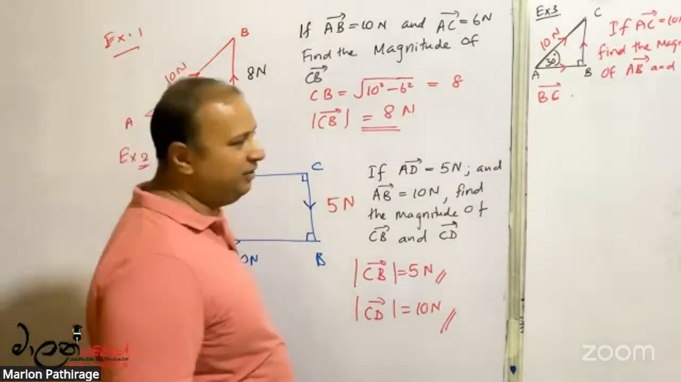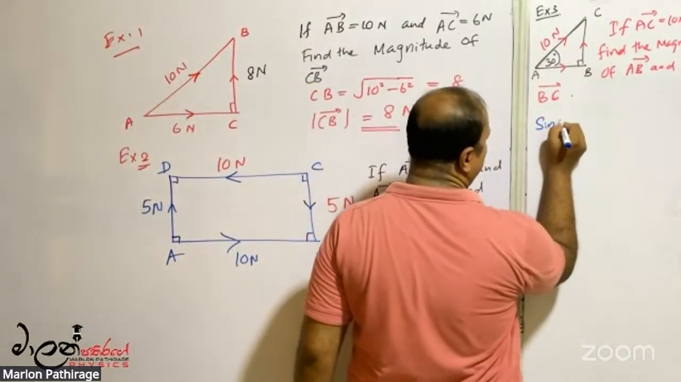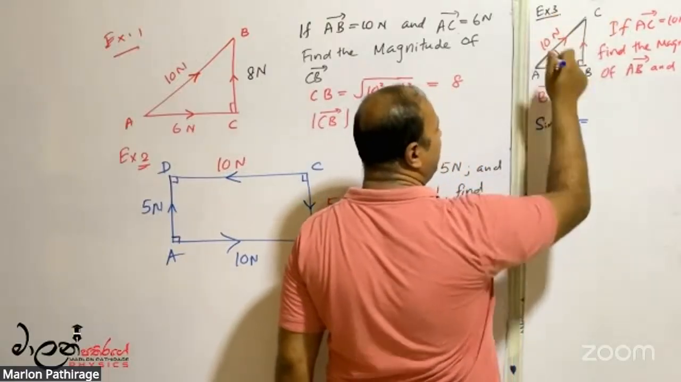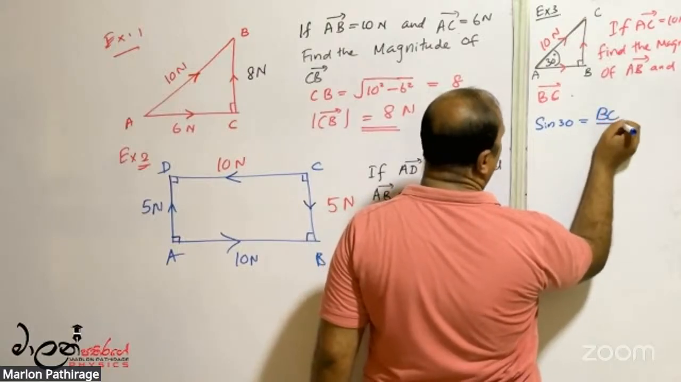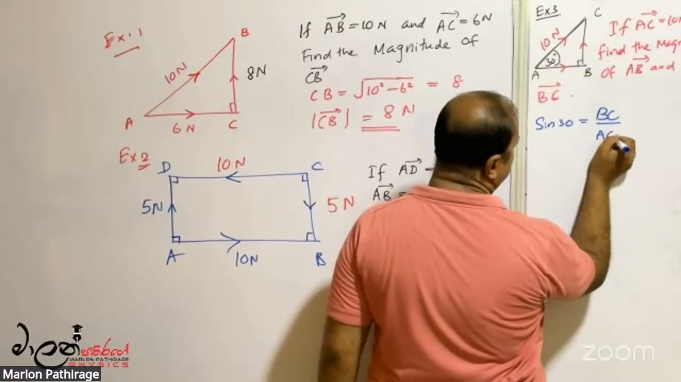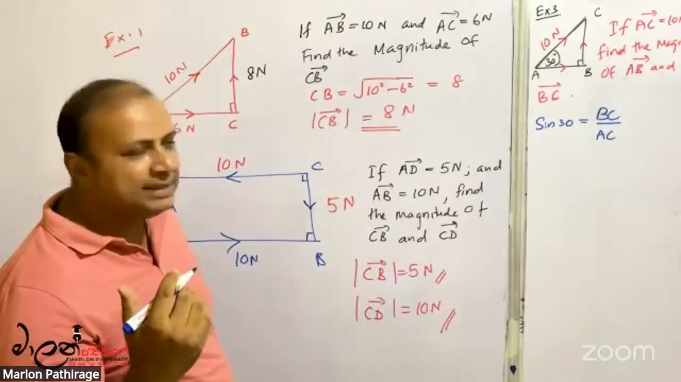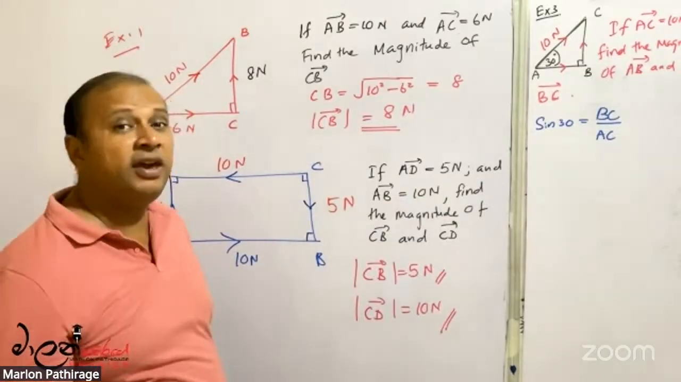Now it's very clear. We can use trigonometric ratios. Sin theta, or sin 30, is equal to the opposite side over the hypotenuse. That means BC over the hypotenuse AC. BC means the magnitude of the BC vector. AC means the magnitude of the AC vector.